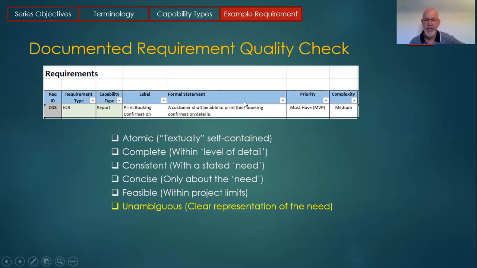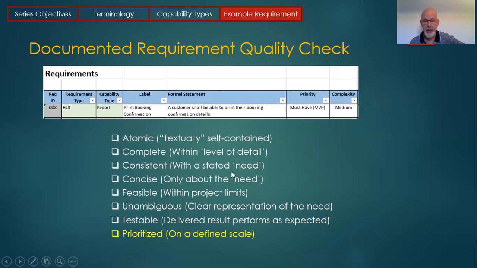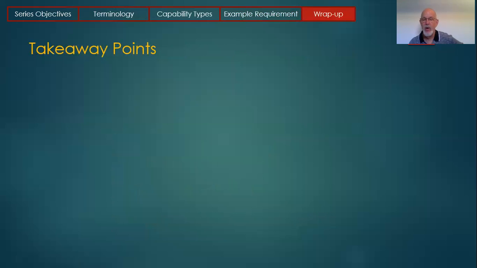Unambiguous is a clear representation of the need. So far, so good. We'll get into detail requirements where there'll be more questions of clarity, but booking confirmation, presumably that's understandable. Testable, it's a report. So the testing people in the room nodding their heads saying, yes, I know how to test a report. Prioritized, yes, not within the requirement itself, but as part of documenting it. And is it understandable? Have we used shared terminology? I can't tell you that at the moment. At the end of webinar 3, we'll return to that. So that was our quality check.